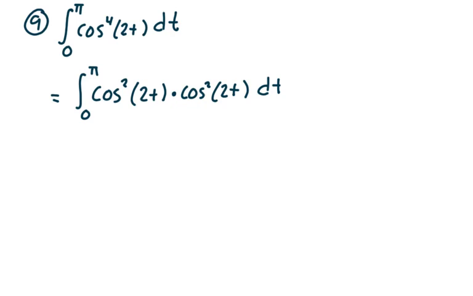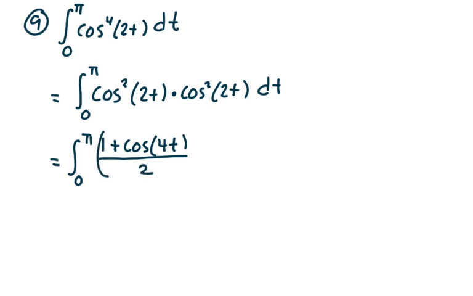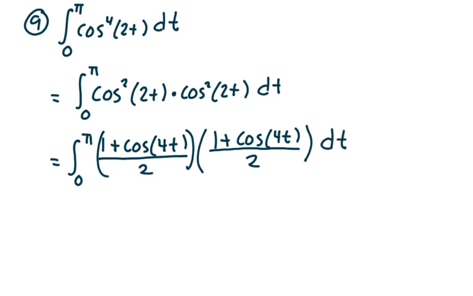Now, I'm going to do the power reducing formula. That's really important, and again, from class, I really want to stress that we know how to do that, and know how to do that well. And so this is going to be 1 plus cosine of 4t, divided by 2, times 1 plus cosine of 4t divided by 2 dt.